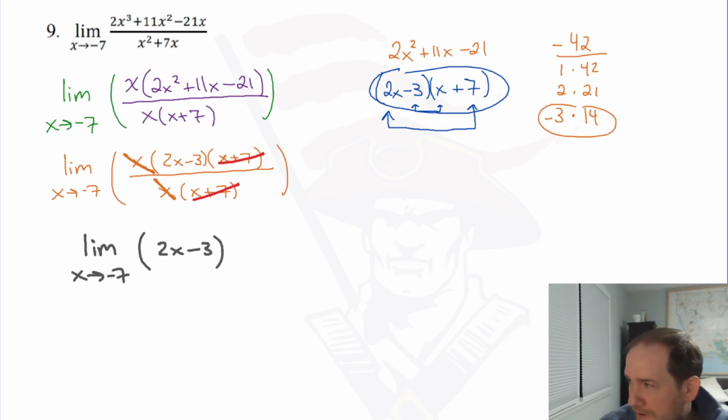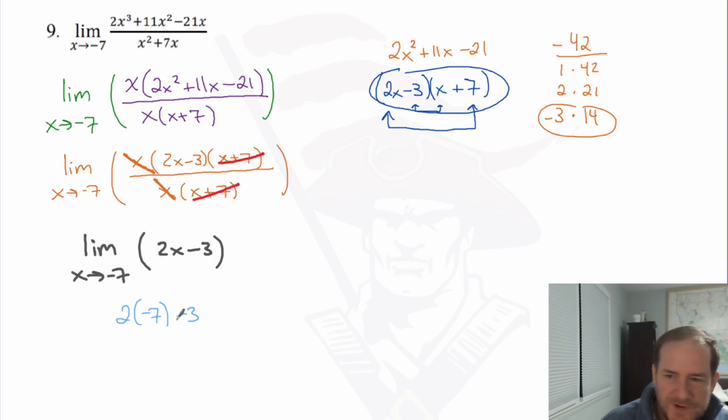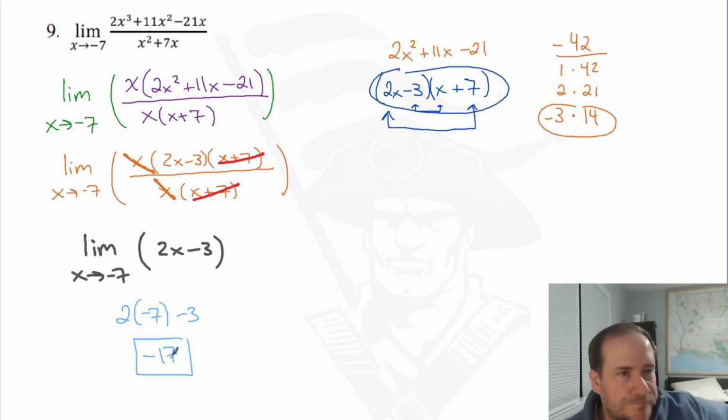Which of course, again, we can do by just substituting in. So this limit will be 2 times negative 7 minus 3. Negative 14, take away 3 more is negative 17. There it is. What about 10?